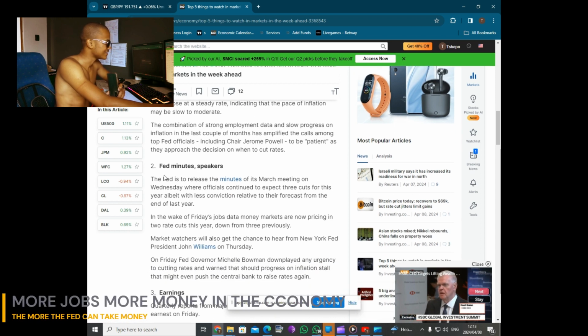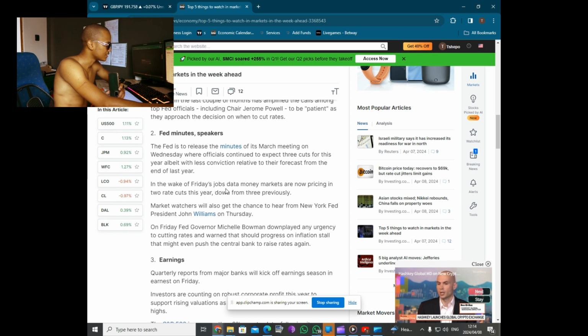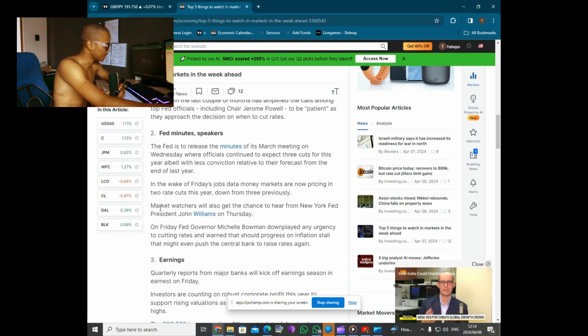Fed minutes, because this one is very important. This is the FOMC minutes. Important, the most important. The Fed is to release the minutes of its March meeting on Wednesday, where officials continue to expect 3 cuts for the year, with less conviction relative to the forecast from the end of the year. In the wake of Friday's jobs data, markets are now pricing 2 rate cuts this year, down from 3 previously. Market watchers will also get the chance to hear from New York Fed President John Williams on Thursday.